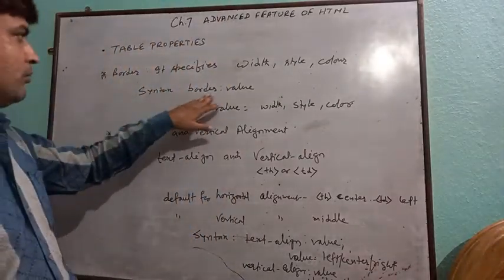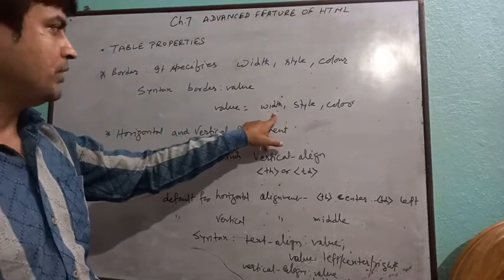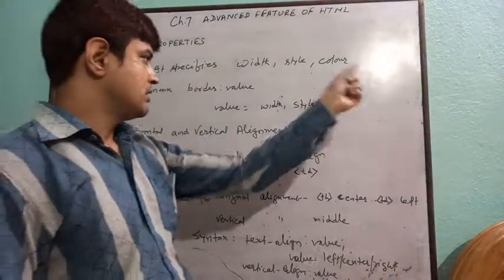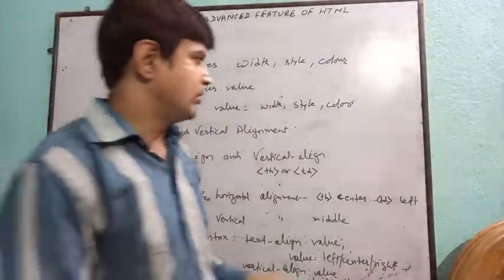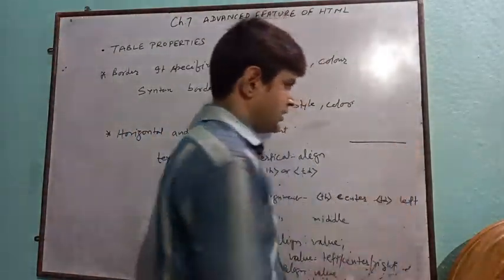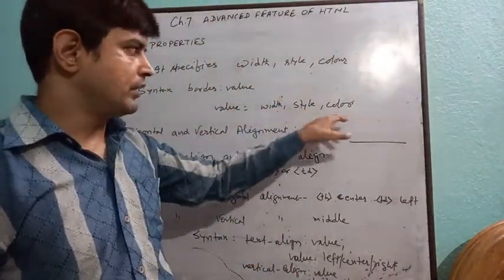Its syntax is border colon value, where the value is the width, style, or color. For width, we give the width in pixels. For style, for a straight line, we use solid, which is thick or wide. And for color, any color.